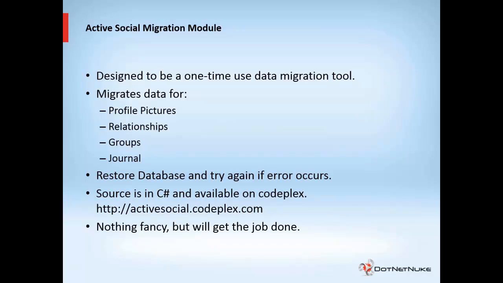It's going to migrate data for profile pictures, relationships, groups, and the journal. So the profile pictures, Active Social had the option for uploading user profile pictures. Those were stored differently than the core. The migration tool will take the Active Social profiles and convert them over to the DotNetNuke profile picture. Active Social had, of course, friends. In DotNetNuke 6.2, we have the concept of friends, followers, and you can also define additional ones. So the migration tool is going to convert those relationships of friends over into DotNetNuke 6.2 friends. The other piece is groups.